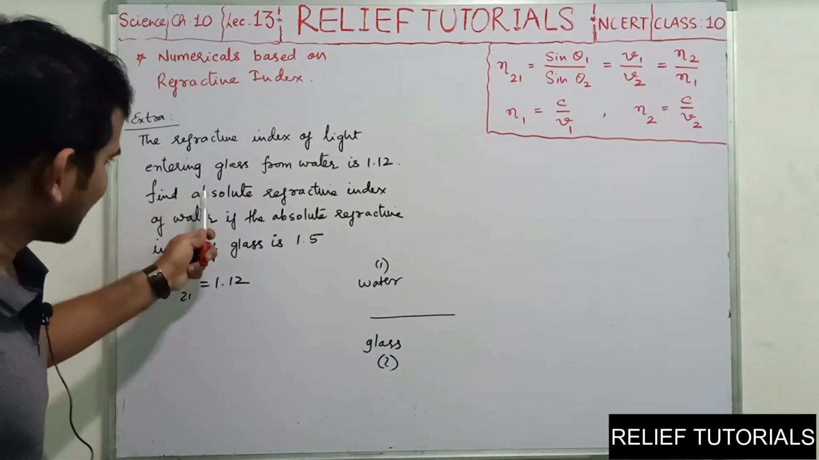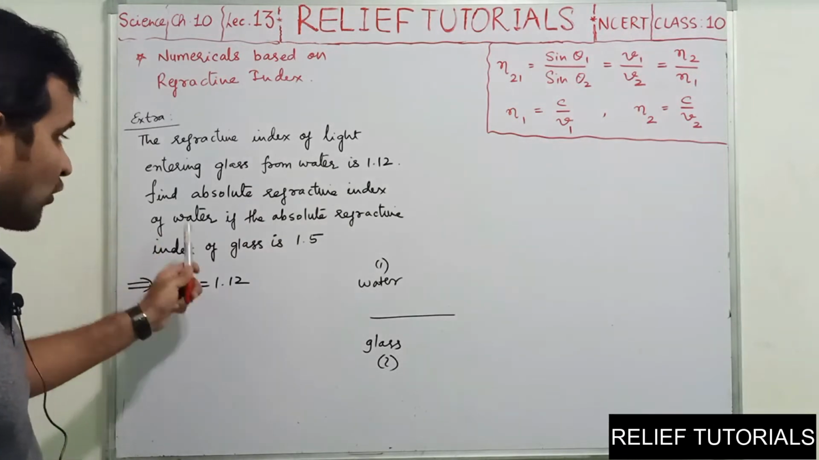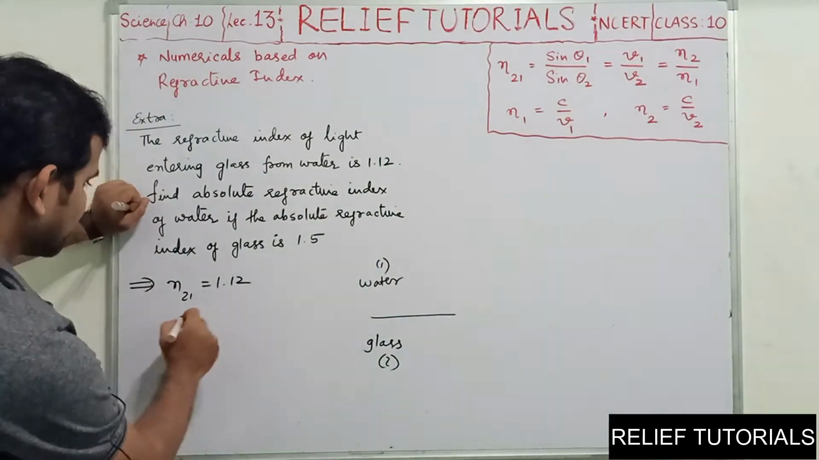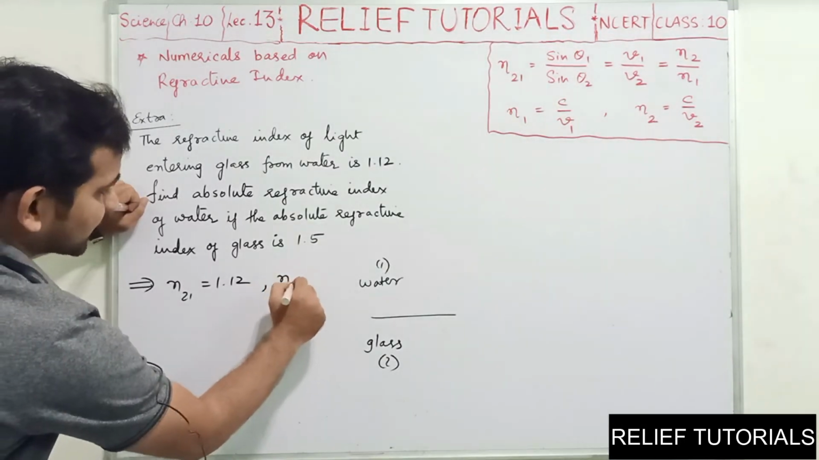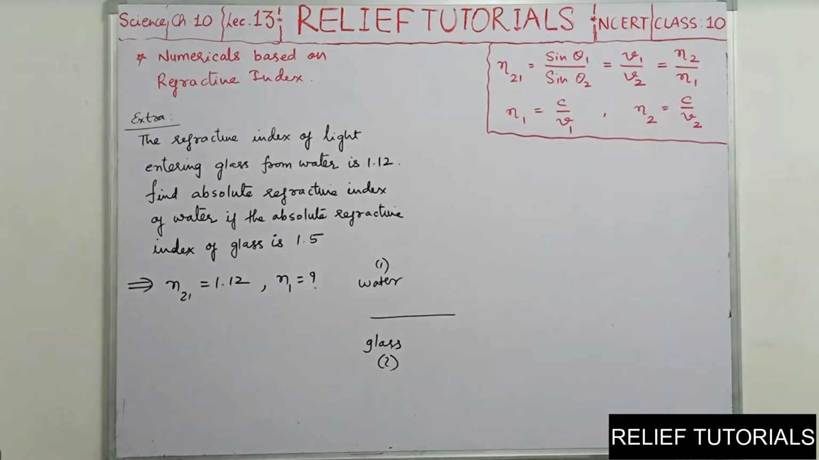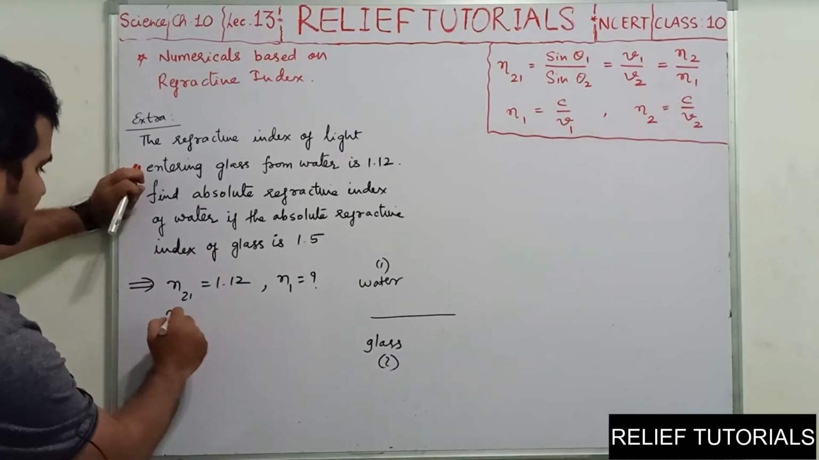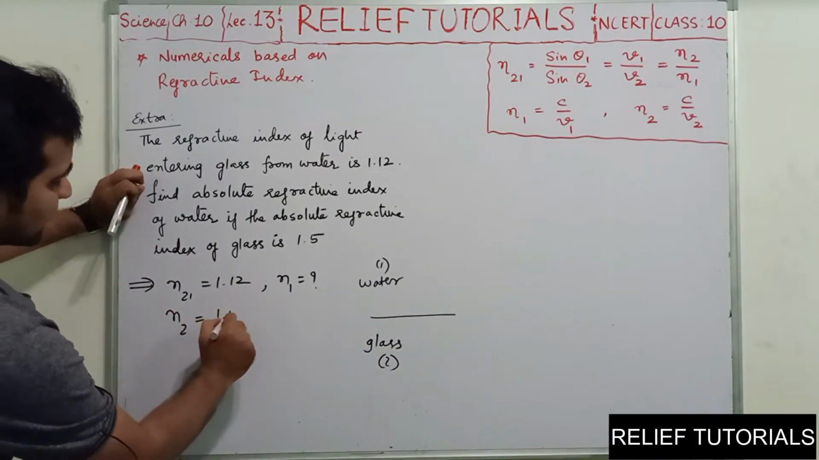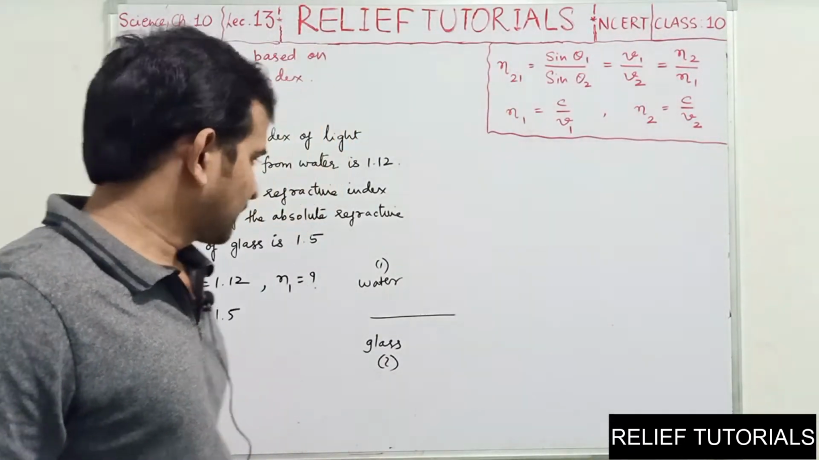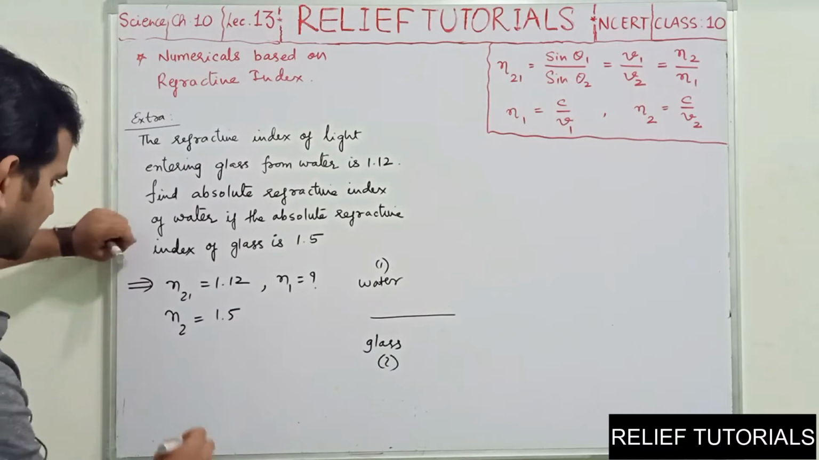Now find the absolute refractive index of water. Absolute refractive index of water means they are asking us to find eta 1, the absolute refractive index of water, if the absolute refractive index of glass is given as 1.5.